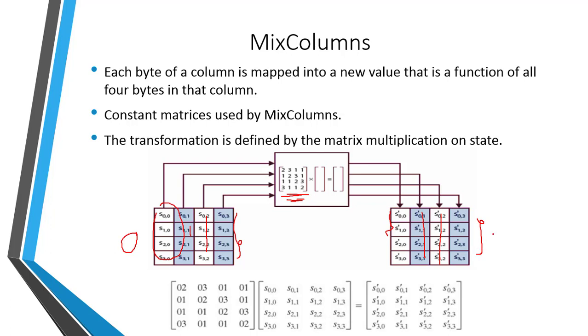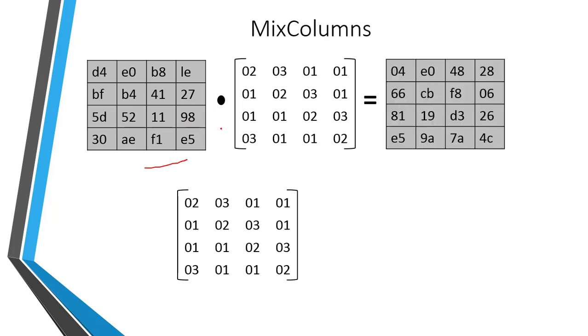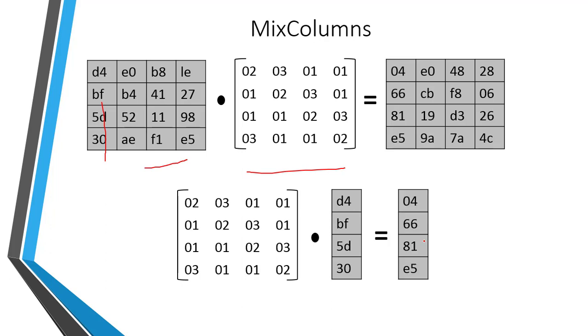So in this way each column is mapped into the new value, that is a function of all 4 bytes in that column. So the example is here. This is our intermediate state output, and we are applying the mixed column operation here. So this is our output in which this matrix is multiplied with each column and output is generated for each column of the matrix.